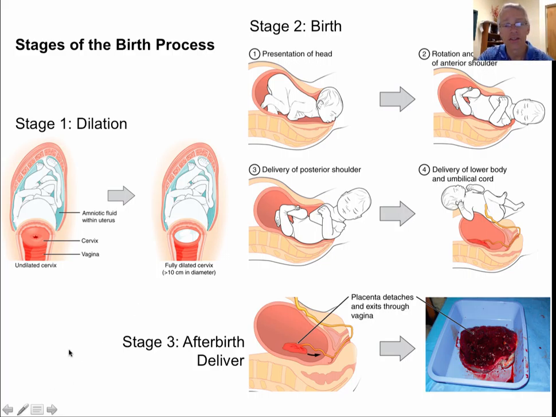The third stage is the afterbirth, and this is when the placenta is delivered. This typically happens a few minutes after the baby is born, and the placenta, which is attached to the wall of the uterus, will break away, and it will be a bloody mess.